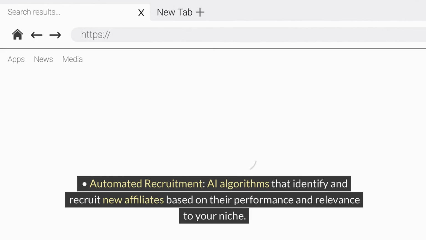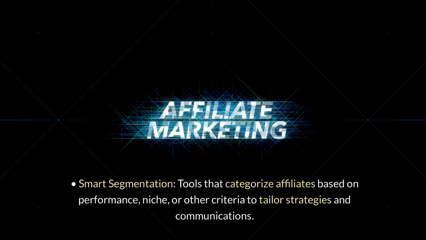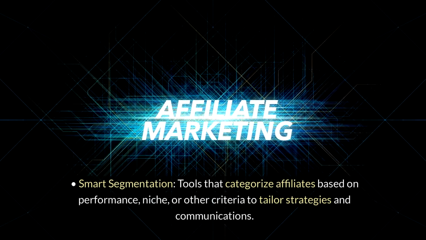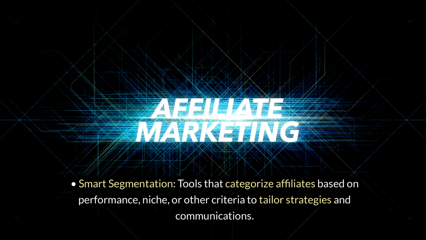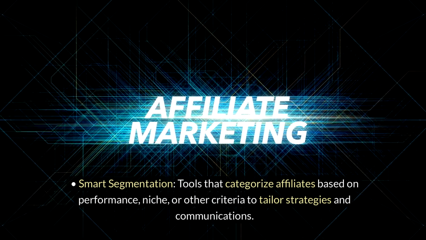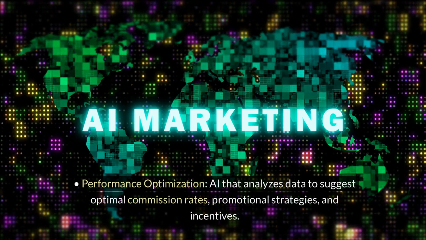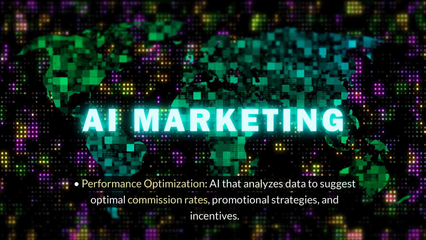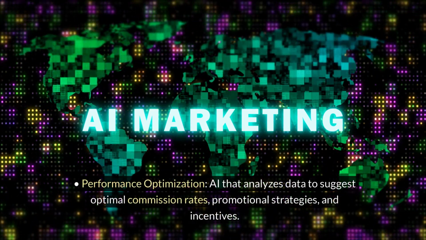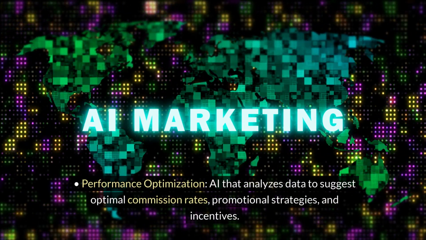to your niche. Smart segmentation: tools that categorize affiliates based on performance, niche, or other criteria to tailor strategies and communications. Performance optimization: AI that analyzes data to suggest optimal commission rates, promotional strategies, and incentives.